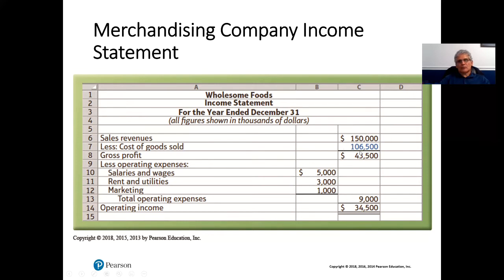In this example here, it's $106,500. Their gross profit is the difference between the sales revenue and the cost of goods sold. That is their gross profit. The gross profit is $43,500. From there, we're going to subtract the operating expenses, including salary and wages, rent, utilities, marketing. So these operating expenses look a lot like what you would see on the operating expenses of a service company, but they're broken out separately so that we can separate them from the cost of goods.